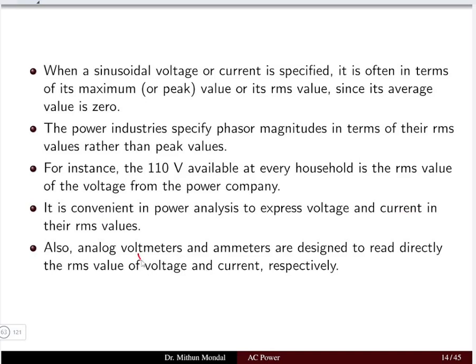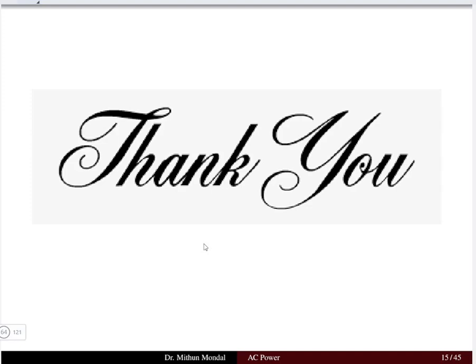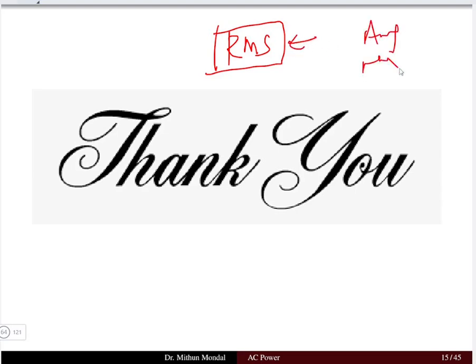Now all the analog voltmeters and ammeters generally measure the current or voltage in RMS value only. So the conclusion of this chapter is that when we are dealing with AC analysis, it is the RMS value that we will be dealing with. Whenever a quantity is given to you in AC, it is basically the RMS value. It is neither the average value nor the maximum value. It is always the RMS value.